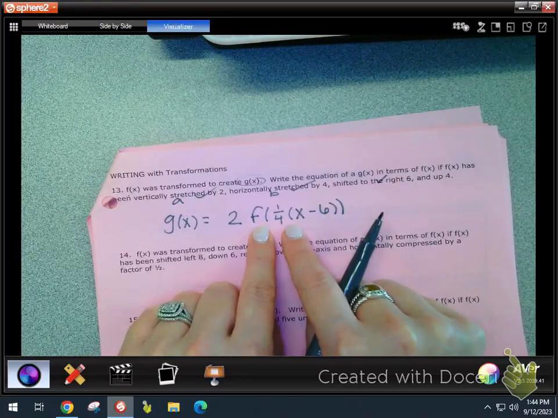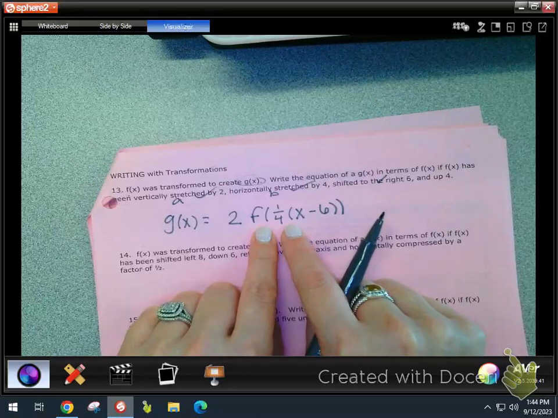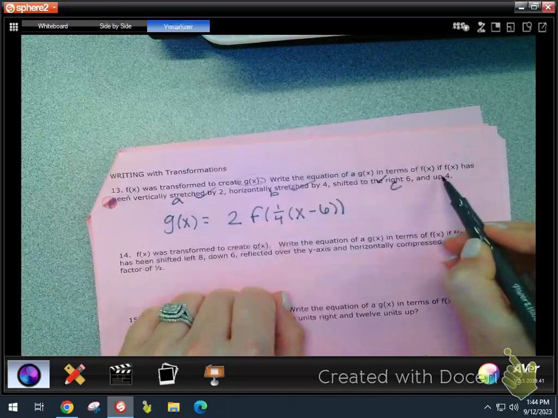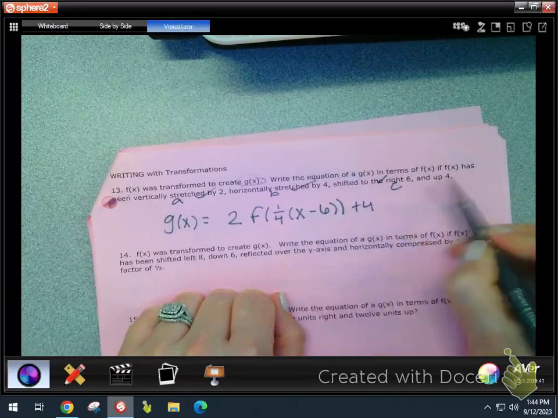Did y'all see how right after I wrote 1/4, I opened up a parentheses? You've got to write it factored out like that. And it's kind of weird, but you're going to have to do it. Make sure you practice that. Up 4, that was a C. Up 4, plus 4. Done.